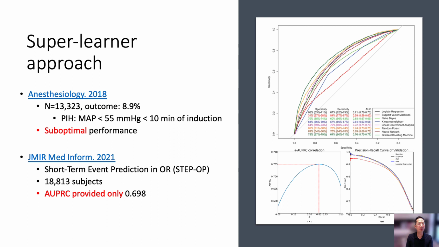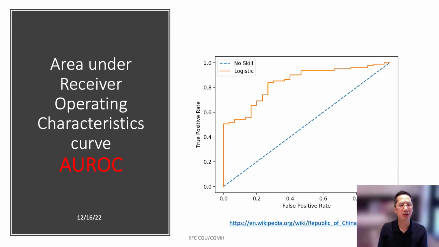In another study published in JAMA in 2021, they used short-term event prediction in the OR, and they didn't provide the details of their model, and they only provide the area under the PRC curve. For those who are not familiar with this kind of performance estimate, the area under the ROC curve stands for the receiver operating characteristic curve. As you may be familiar with, this curve was developed during World War II, and this is actually the trade-off between the true positive and the false positive rates.